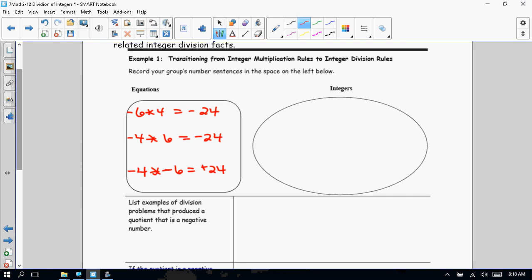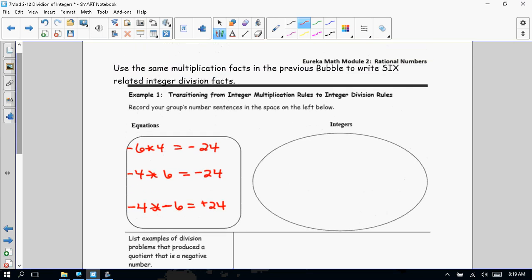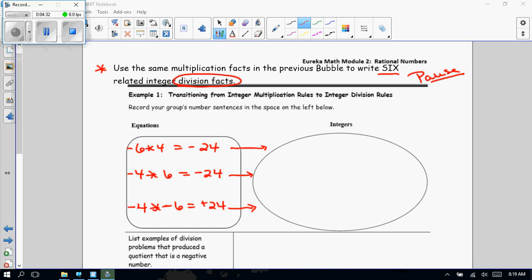All right, now what I want you to do, I have the directions up here, right? Use the same multiplication facts in the previous bubble, which we just wrote down now, to write 6 related integer division facts. This time we're doing 6 of them. So in other words, 2 for each of these, right? I want 2 for that one, 2 for that one, and 2 for this one. And it has to be division. So rewrite those in division. Again, hit pause. Fill that in and see if you and I have the same answers. Hit pause.